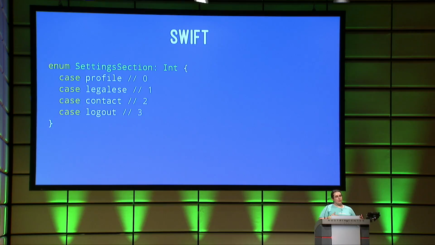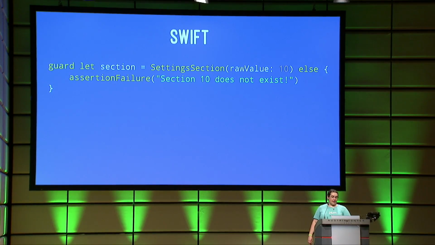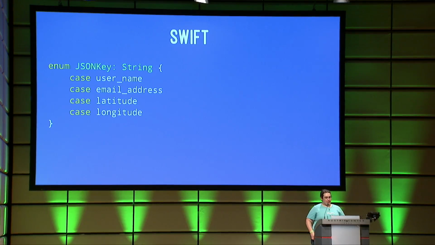Again, similar to some of what Kotlin can do based on the name of the enum case, in a string enum, you can pass in a settings section with a raw value of 10. And if you don't have 10 cases, or I guess 11 cases since that's the index, then it will just say, oh, this section doesn't exist, and it'll return nil. And so that way you can really, really easily see what are the different things that I'm trying to handle here.